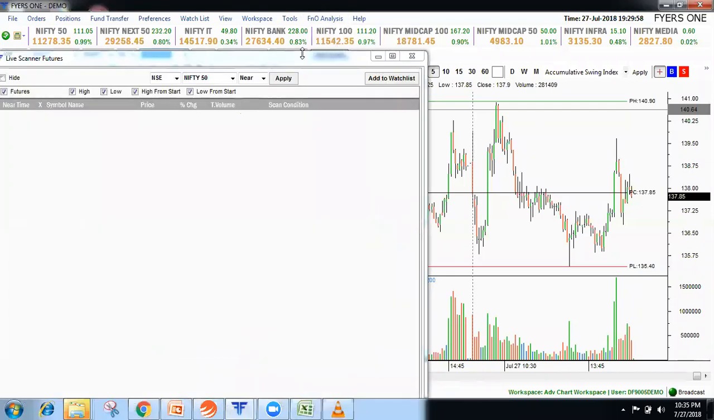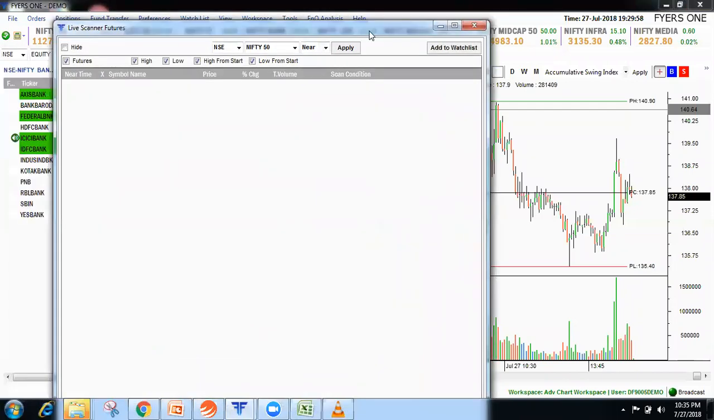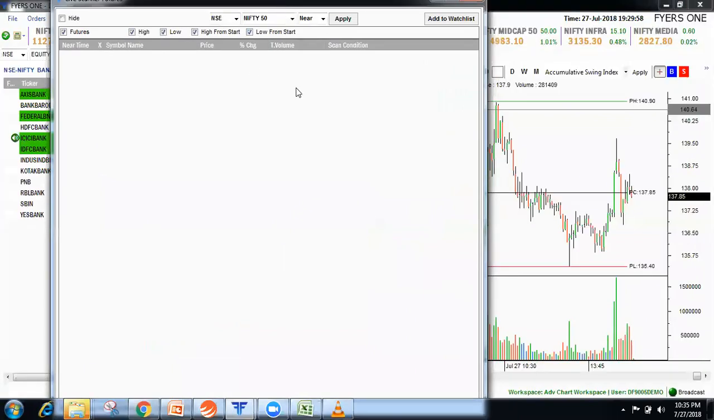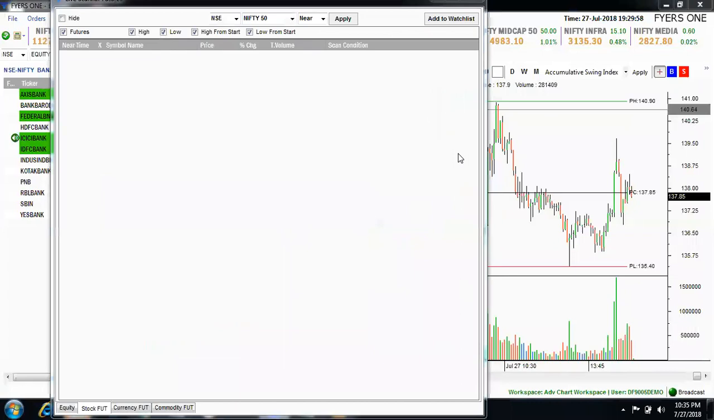Live scanner features here. In the live scanner features, nothing is coming in below. You just need to select F&O stocks only. Then the stocks will come automatically from here.